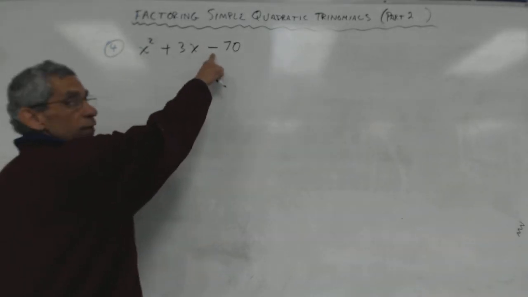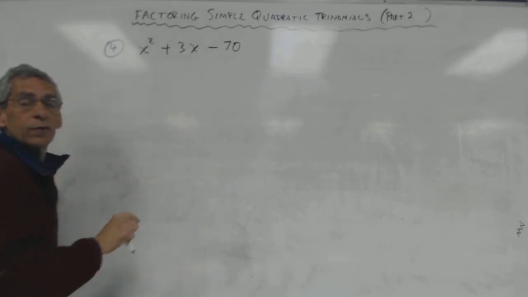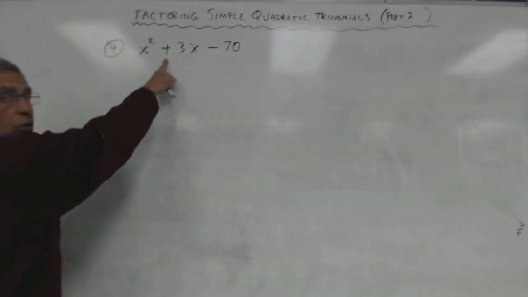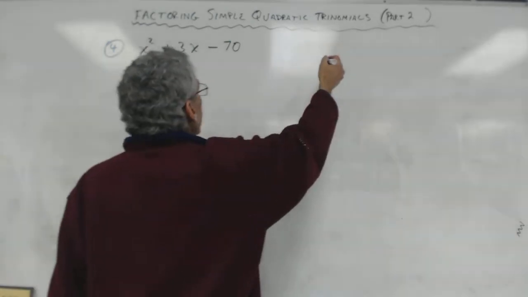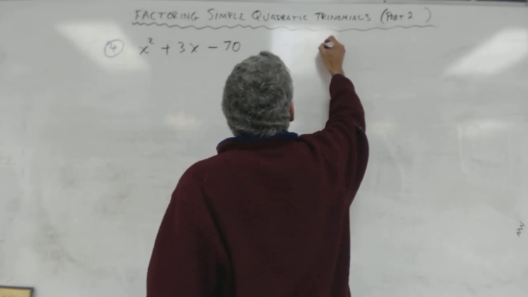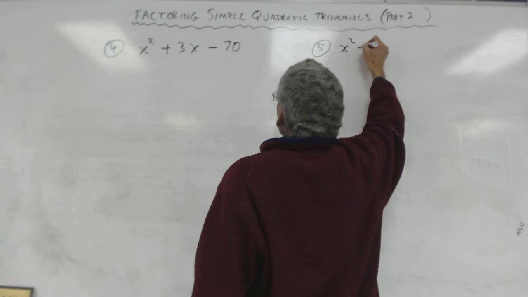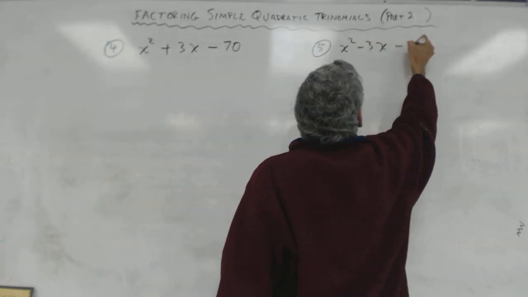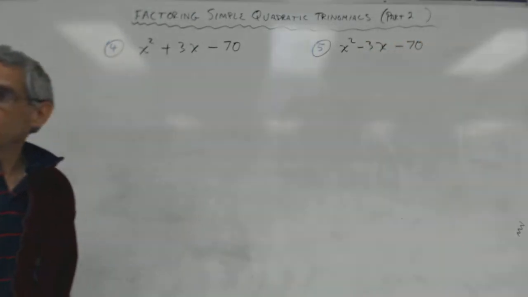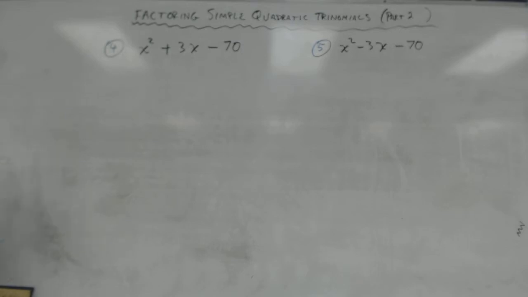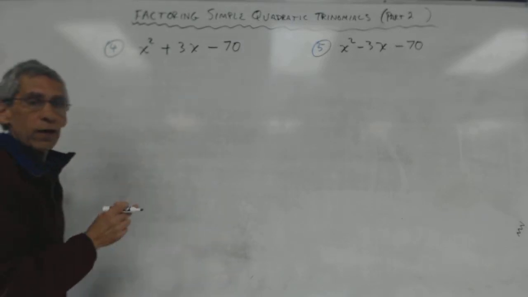No, if that one is negative. I was also asking if this was also negative? All right, so let's do both of these. So this will be number 5. We'll do x squared minus 3x minus 70. Can we do number 4 first? Same thing, different problem, right?